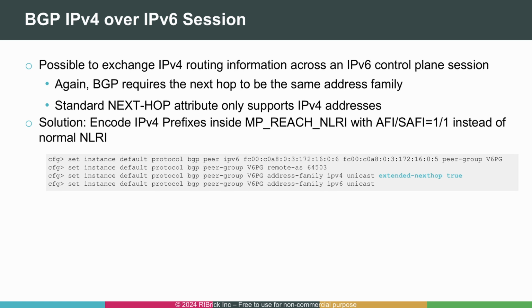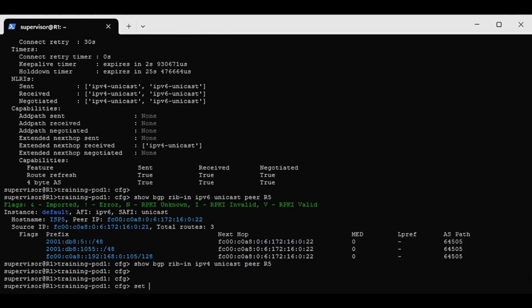RFC 5549 defines a method called extended next hop, which allows IPv4 NLRIs to be advertised with an IPv6 next hop address. Both peers need to agree on using this feature as part of the capability negotiation during BGP session establishment. Enabling extended next hop is done via the set instance default protocol BGP peer group command for the IPv4 unicast address family.